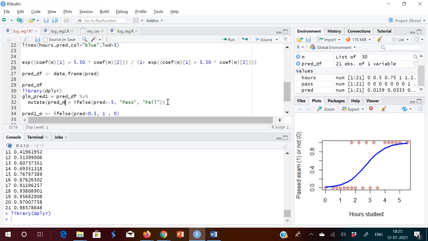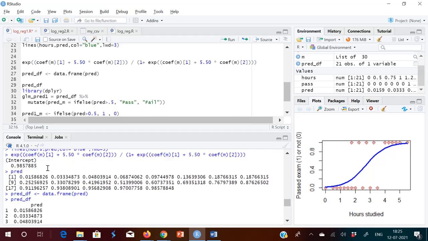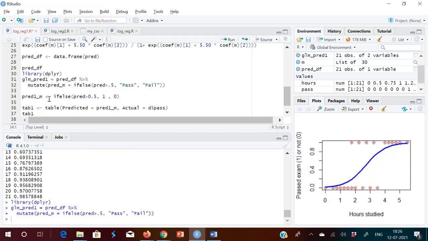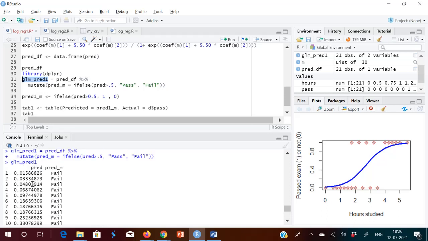I'm taking PRED, and from that I'm using if else. Whenever PRED is greater than 0.5, I'll write pass, otherwise I'll write fail. Now let me see what is in that. See, I just made this. Whenever the value is less than 0.5, I wrote fail.